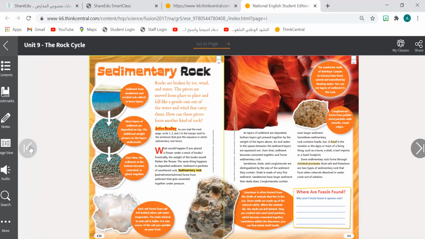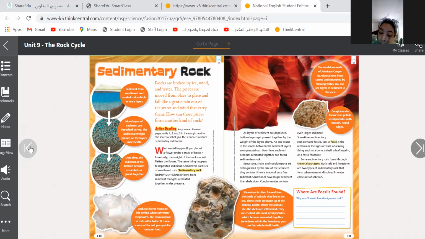Maybe it's better. I'm asking you, what are sediments? When weathering happens, rocks will be broken by ice, wind, or water. They will form small pieces of rocks. Is that true or false? True. What do I call small pieces of rocks? Sediment. Excellent. I call them sediments.